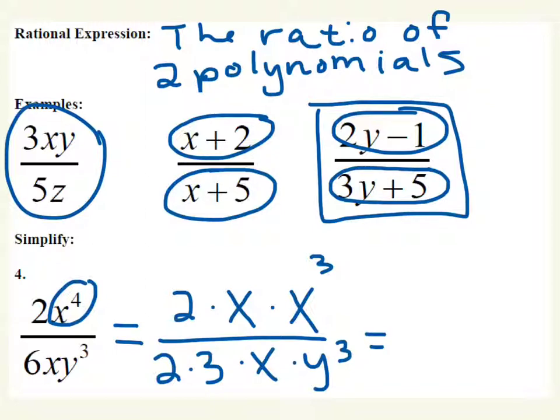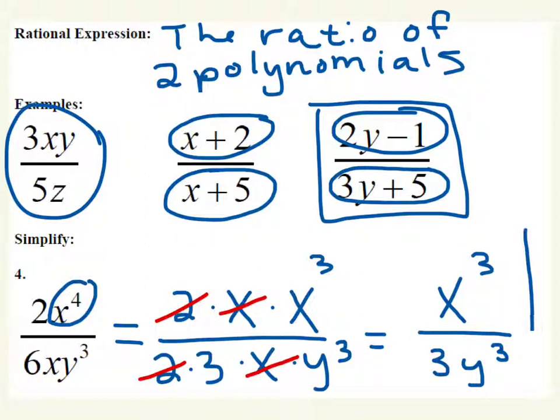Now, let's cancel common factors. Notice everything in the numerator is separated by just a multiplication operation. That's why it's possible to cancel my 2's and to cancel this x factor. What am I left over with in the numerator? I'm left over with an x cubed over 3y cubed. That's my simplified rational expression. Again, what is our goal? To factor the numerator and the denominator and cancel common factors.